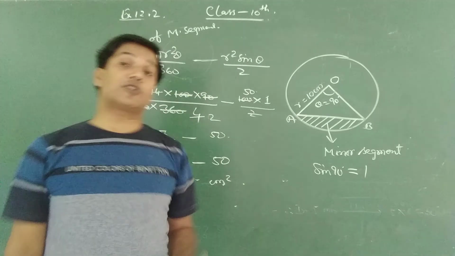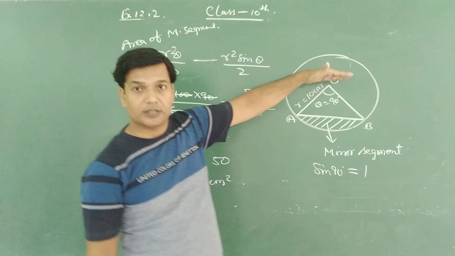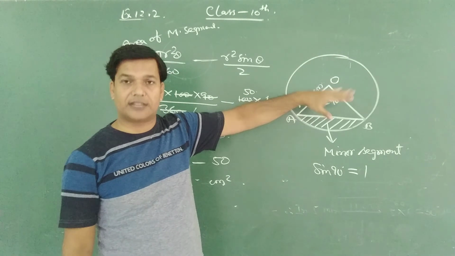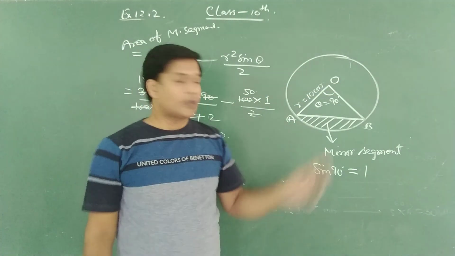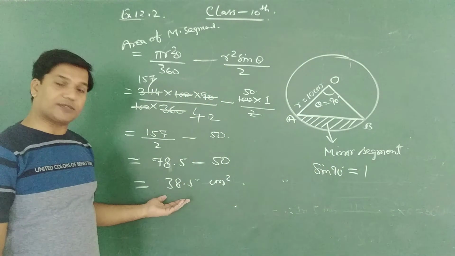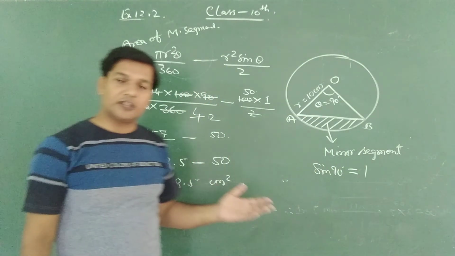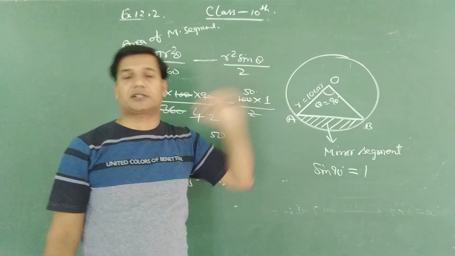And if you want to find out area of this major segment above the chord, the rest of the area of this circle is known as major segment, then what we have to do? Find the area of this whole circle and subtract this one 38.5. In that you will get the area of major segment.